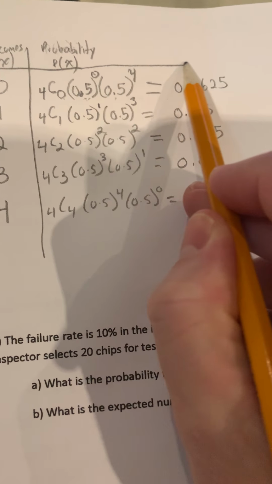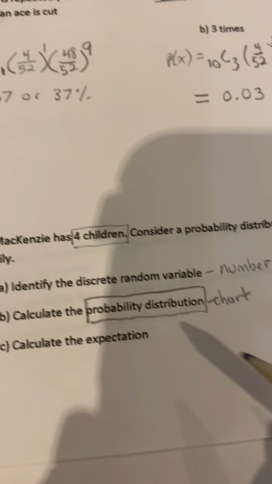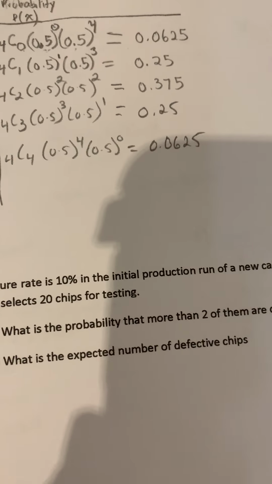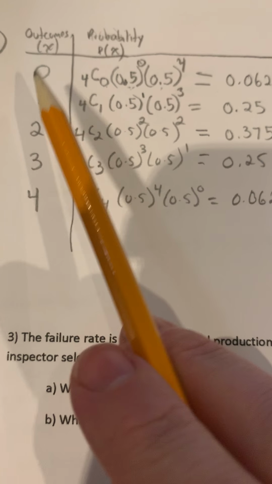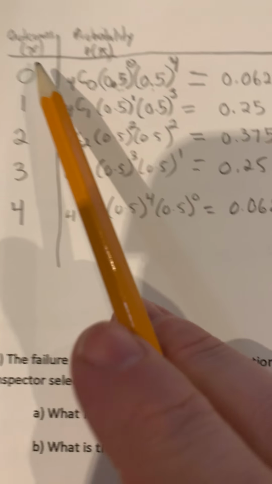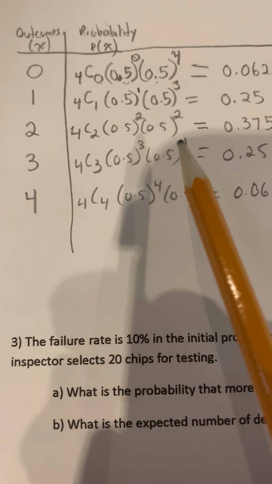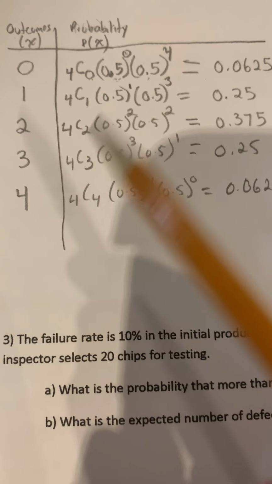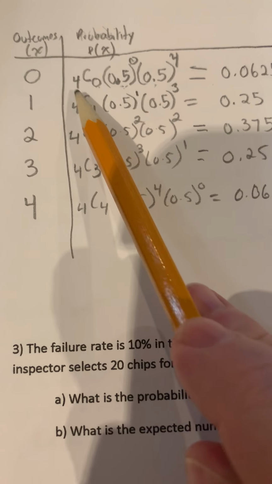That is your probability distribution, so that's part B, the probability distribution chart. We listed all the possible outcomes for having children. More specifically, we're looking at boys: 0 boys, 1, 2, 3, or 4 boys out of 4. Since each one is a trial but independent of each other, we're using this formula, which is binomial.